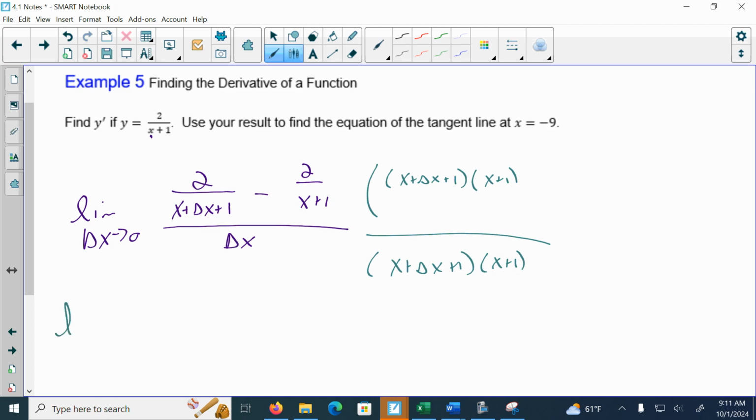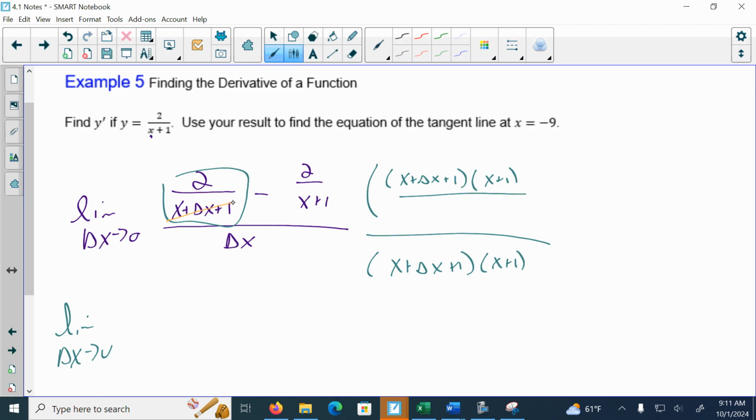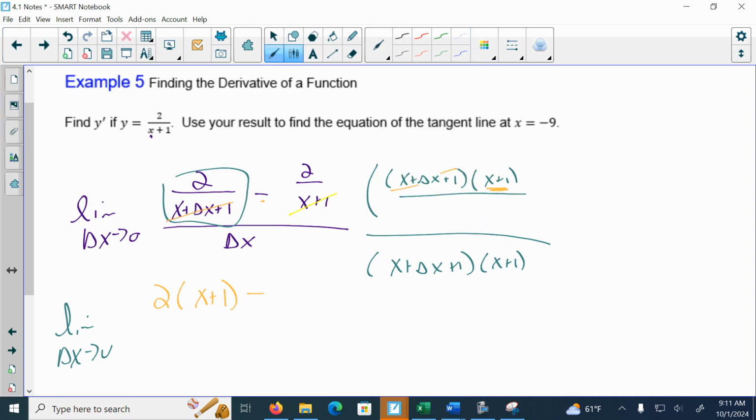Now, when I multiply this fraction by this, the x plus delta x's will simplify, and I'll just be left with this x plus 1. So I'm going to have 2 times x plus 1. Then I'm copying down this minus sign, and when I multiply these two, the x plus 1's will simplify. So I'm left with this 2 times this.